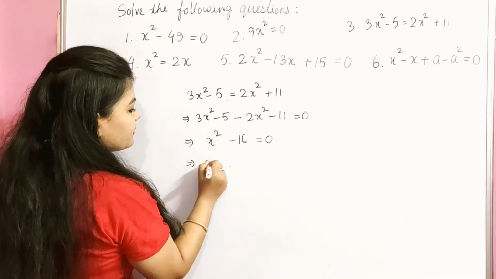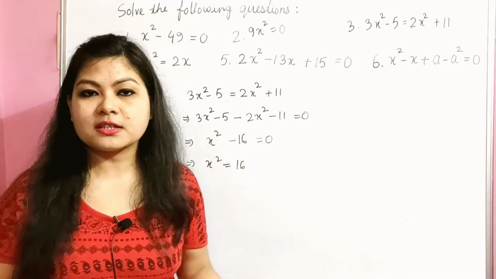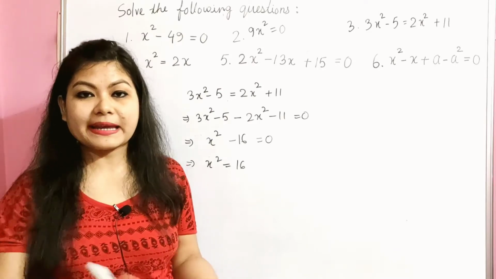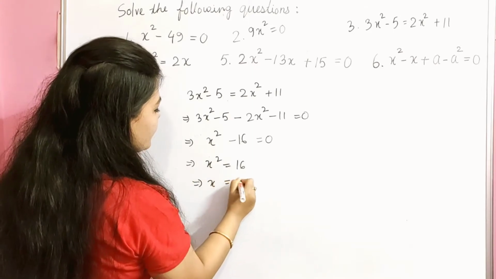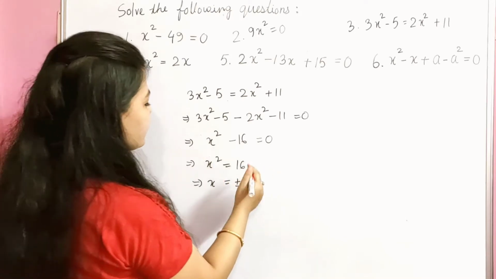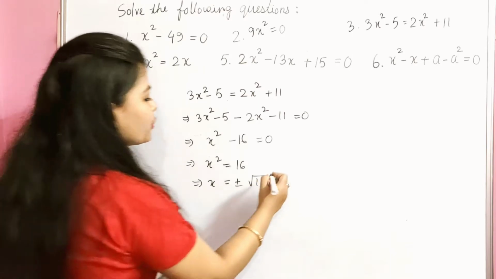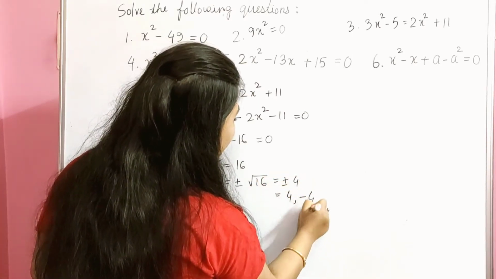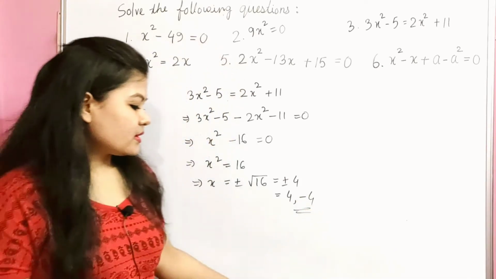So by solving it, we have to shift the constant value on the left hand side to the right hand side. So minus 16 becomes plus 16. So x square equal to 16. Taking the square root of both sides, the left hand side becomes only x and the right hand side becomes plus minus root over 16. And we know that root over 16 equal to 4. That means x value is equal to 4 and minus 4. So this is the solution for this question.